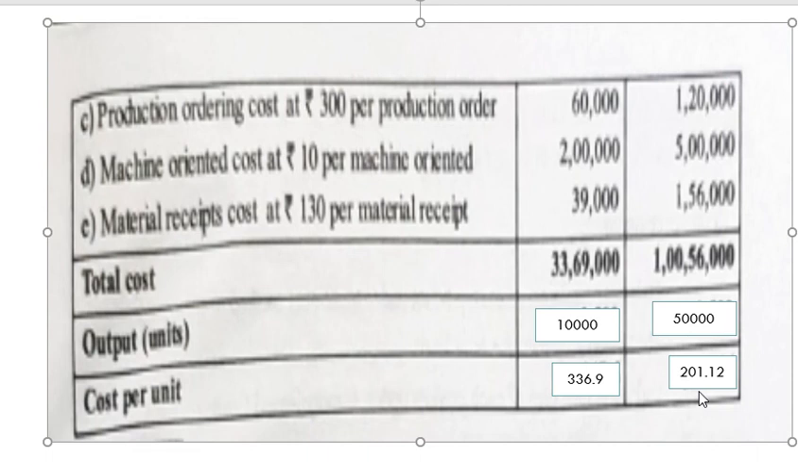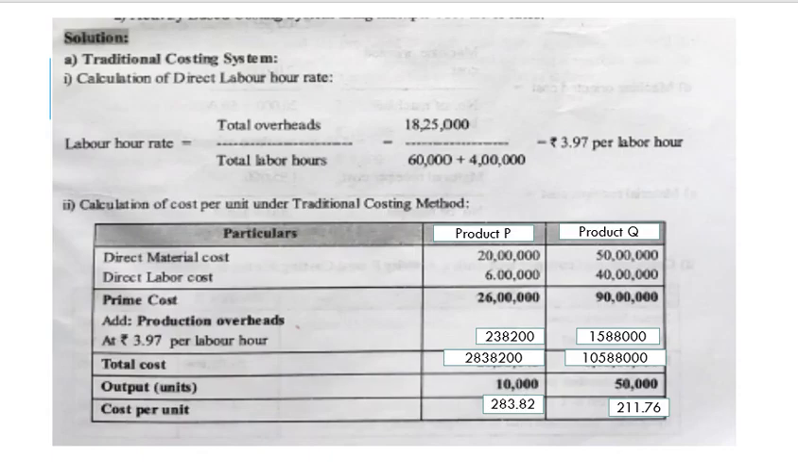So this is the cost per unit under activity based costing, and for traditional costing the cost per unit is 283.82 and 211.76. So if they are asking for the suggestion, I have already discussed in the other videos what the suggestions to be given are. So please take that down as your note.